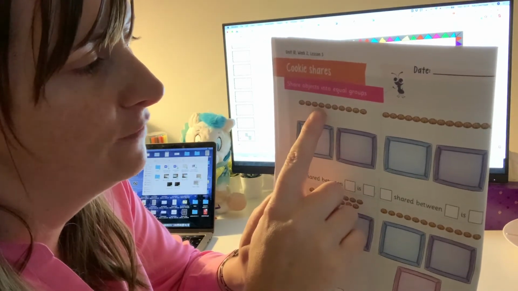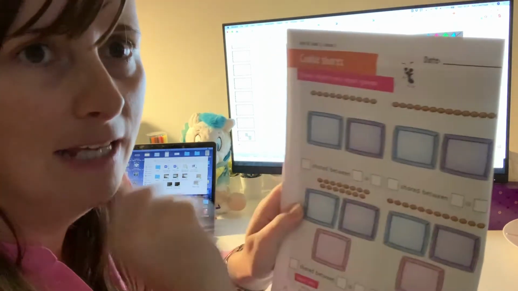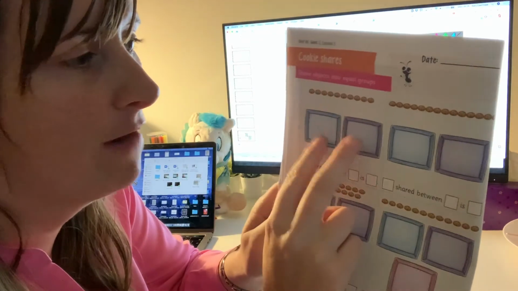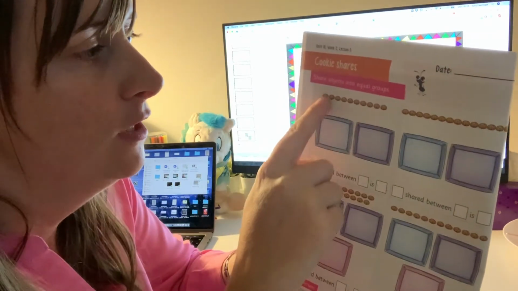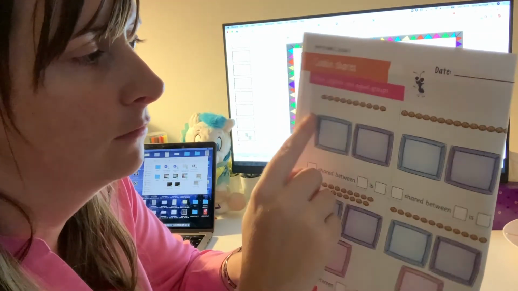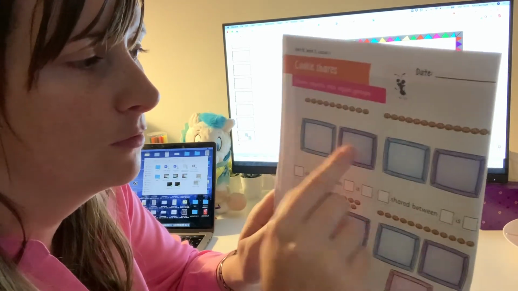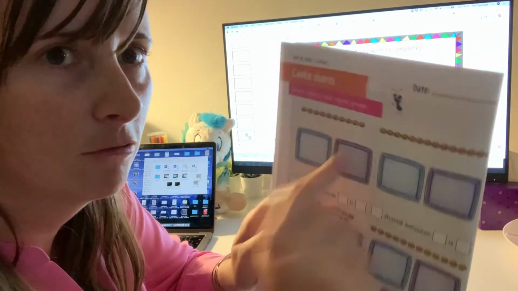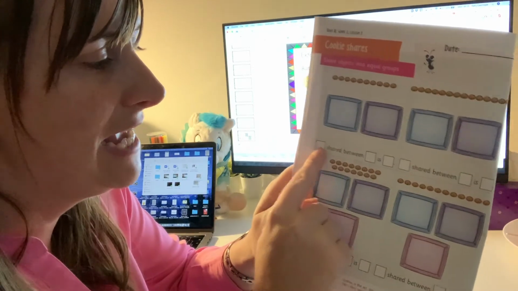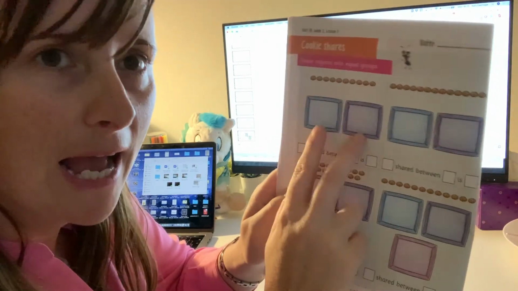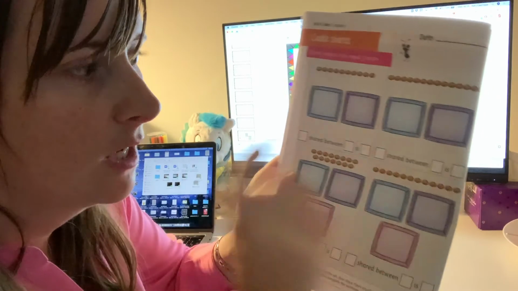1, 2, 3, 4, 5, 6, 7, 8, 9, 10. I've got 10 here, and I'm sharing them into 2 equal groups. So you need to draw 1 here, cross them out when you're done. 1 here, cross, 1 here, cross, 1 here, cross, 1 here, cross. When you have 10 shared between 2, how many have you got? And you'll do the same here.